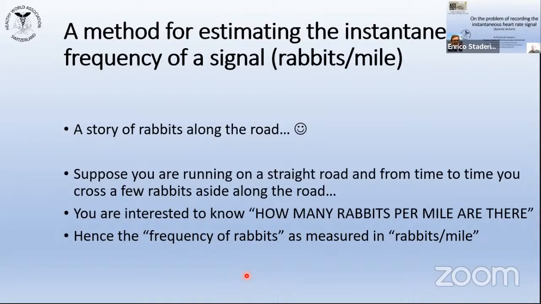Now, suppose that you are running on a straight road, and from time to time you cross a few rabbits aside along the road, and you are interested to know how many rabbits per mile there are. Hence, the frequency of rabbits is measured in rabbits per mile.